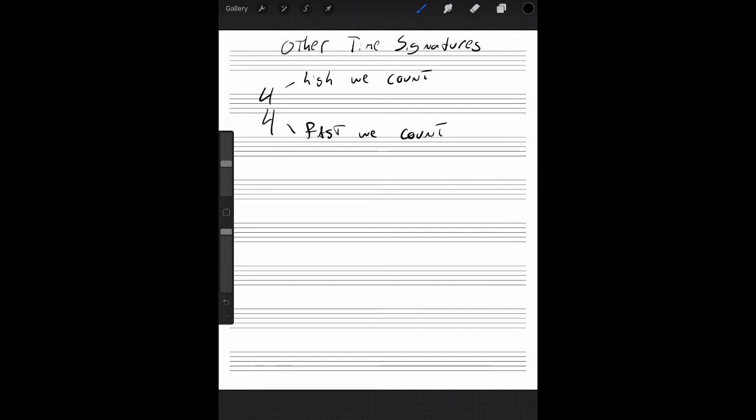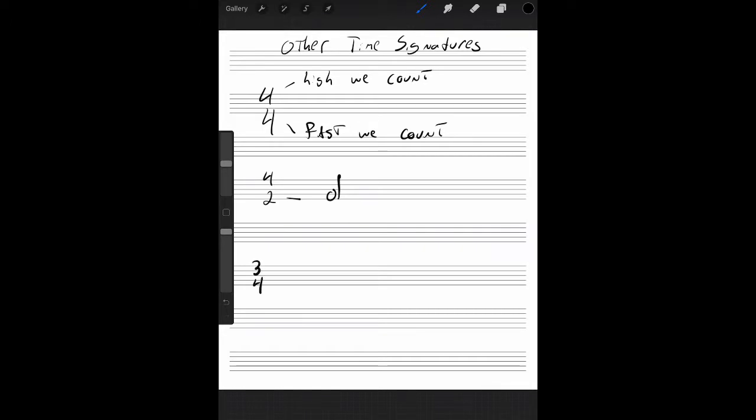so we're counting to 4 in 4/4, and the bottom number indicates the duration of each beat. So if it's a 4 on the bottom, the beat is a quarter note in length. If it's a 2 on the bottom, the duration is a half note in length. If it's an 8 on the bottom, the duration is an eighth note in length.